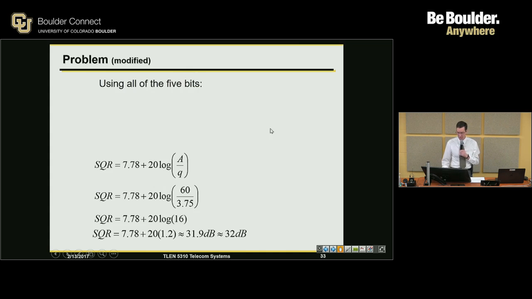Okay, if I were to use all 5 bits, let's run it backwards and see what would happen if I used all 5 bits. So I would have 2 to the 5th, which is 32, right? Which of course is greater than my 20 levels. So what that means is I'm going to have the same 60 volts, right? But now I'm going to have 32 levels. So now, to actually distinguish between the two, I'm going to have a greater signal-to-noise ratio overall in order to be able to distinguish.